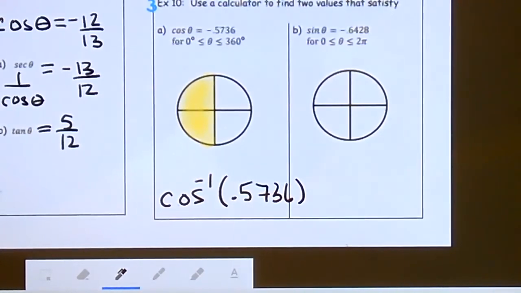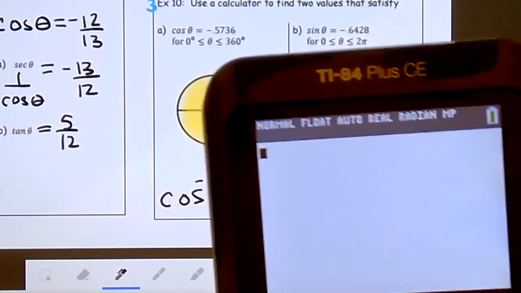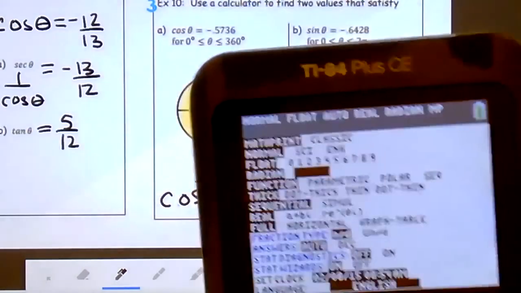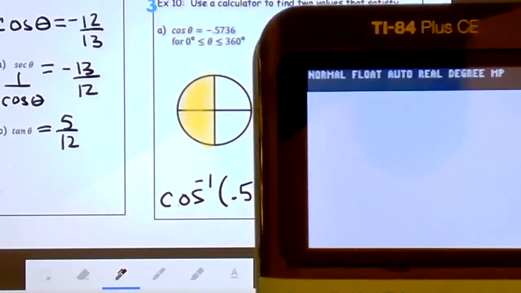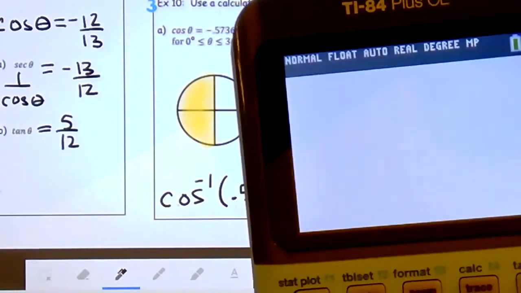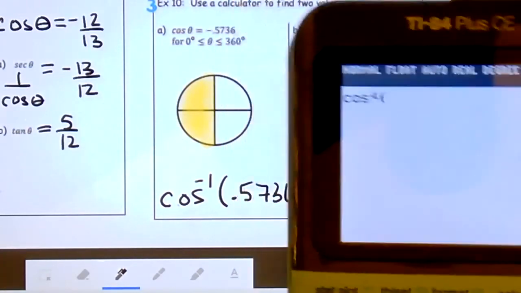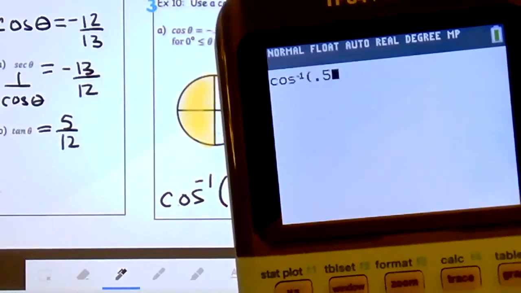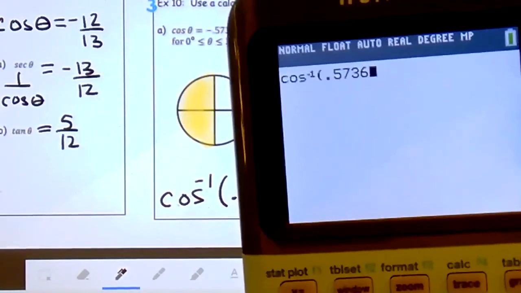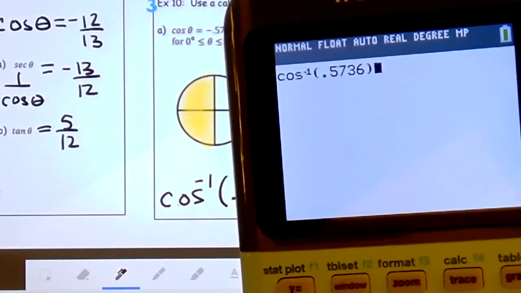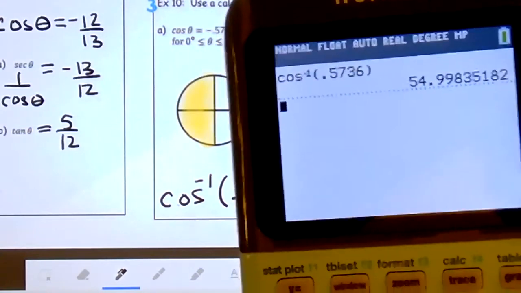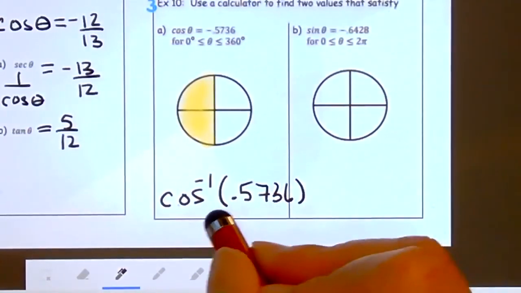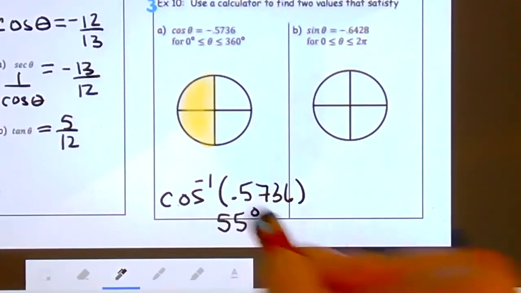So I need to make sure my calculator is in degrees, okay? So let me get my calculator in degrees. And then I want cosine inverse. I want to know what angle gives me that. So I'm going to do second cosine, cosine inverse, and I'm going to type in positive 0.5736. Again, I like to do the positive so I know where it is in quadrant 1. So it's about 55 degrees. Let's round that to 55 degrees. So this would be 55 degrees, okay?